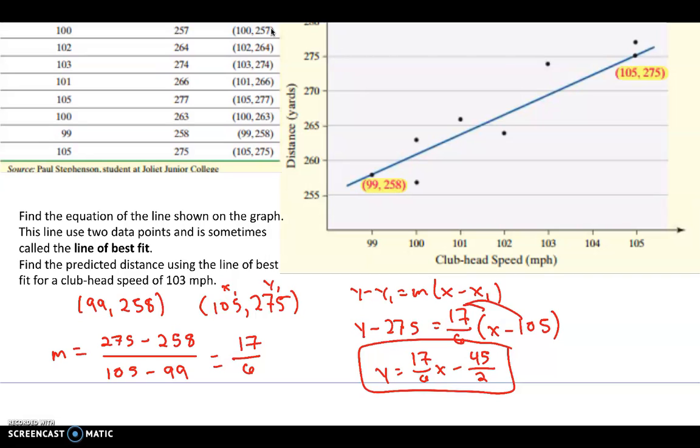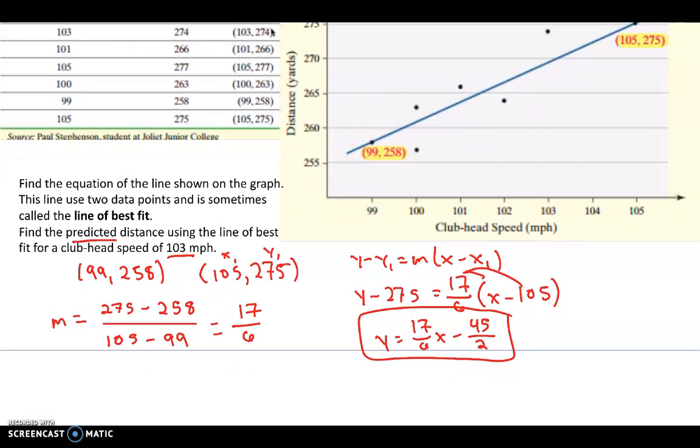Now we want to find the predicted distance using the line of best fit for a club head speed of 103 miles an hour. So x represents that club head speed, so we would do y equals 17/6 times 103 minus 45 over 2. When I multiply this out, I'm going to get approximately 269.3 yards. So now we have a prediction based off of 103.